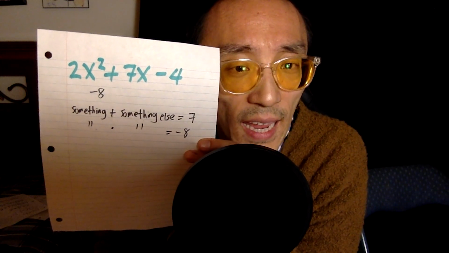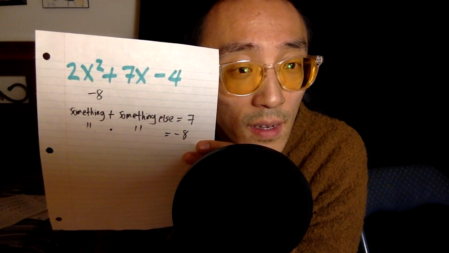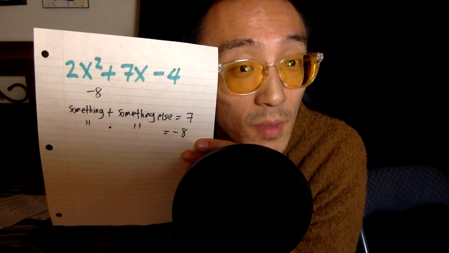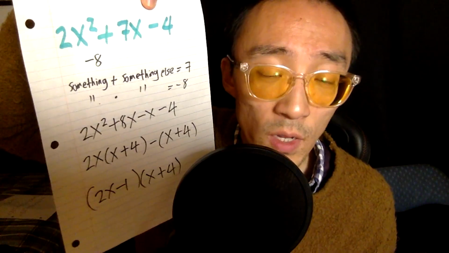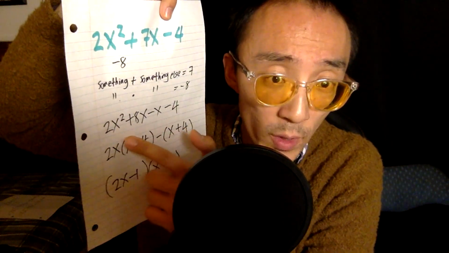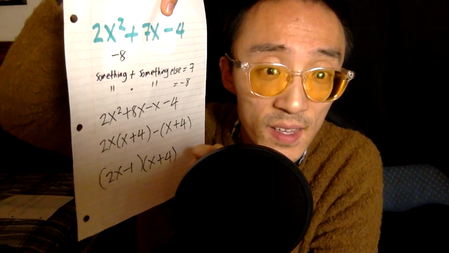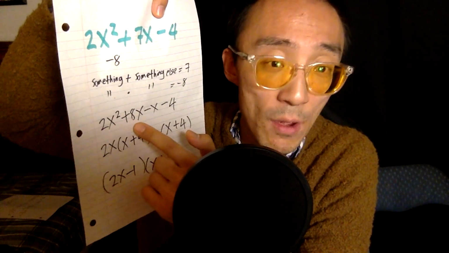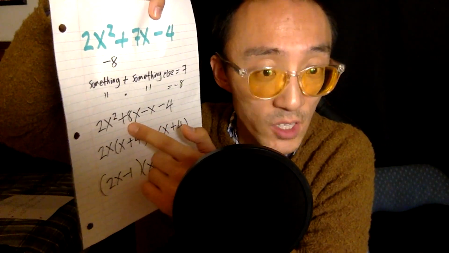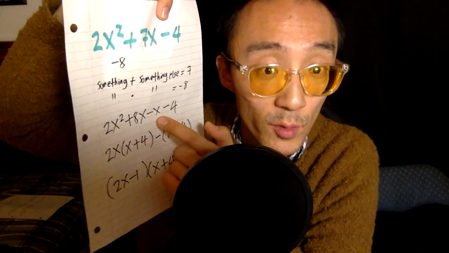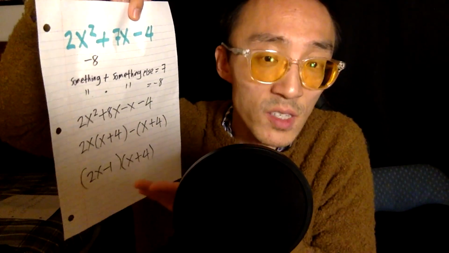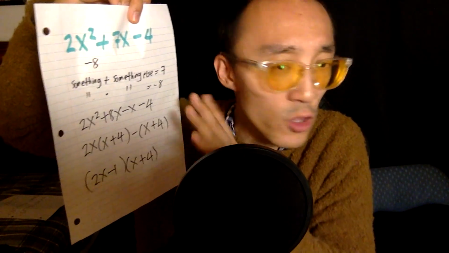How about 8 and -1? Those two added up become a 7, and multiplied together become a -8. You can write it as 2x squared minus x plus 8x minus 4, but I just assume that we're going to write it like this because we usually like to write the first bigger number in front. But if you wrote it the other way, it's fine too. Because of what we know about the commutative plus the distributive property, either way you're going to get the right answer.